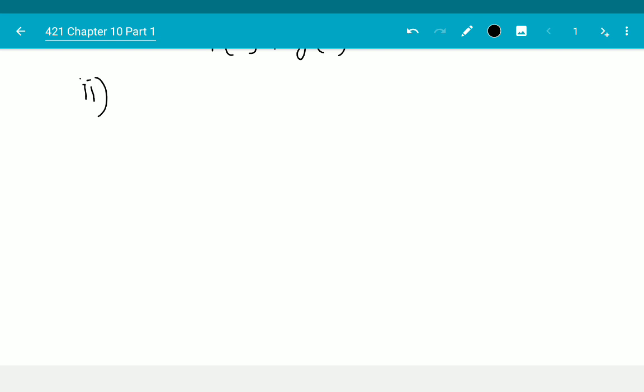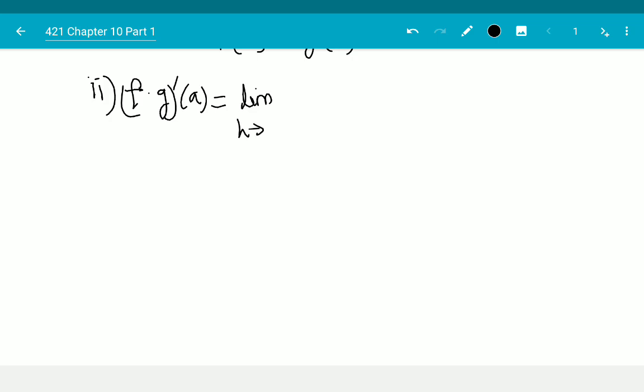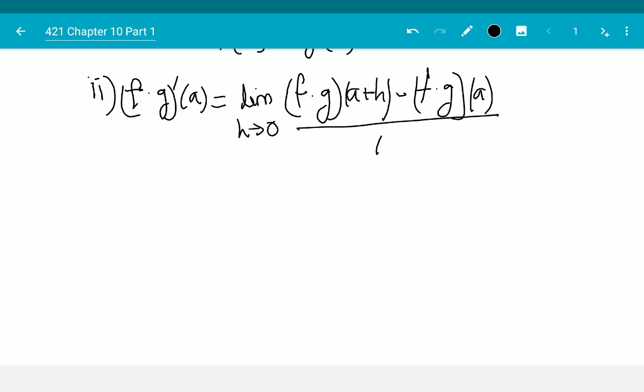Second, now the derivative of product is slightly different, right? It's not exactly f prime times g prime. So we will have to be slightly sneaky about it. Prime at a is equal to limit h goes to 0, f times g at a plus h minus f times g at a all over h.